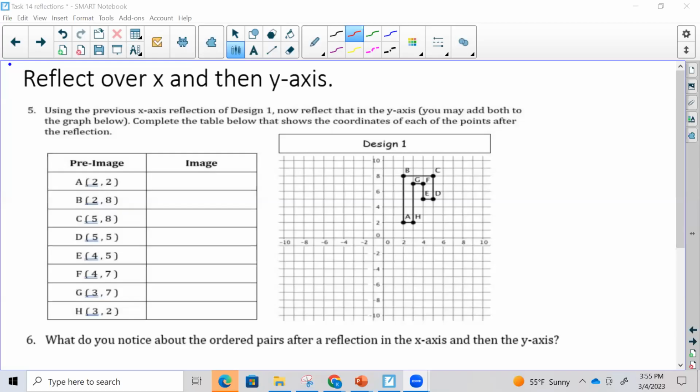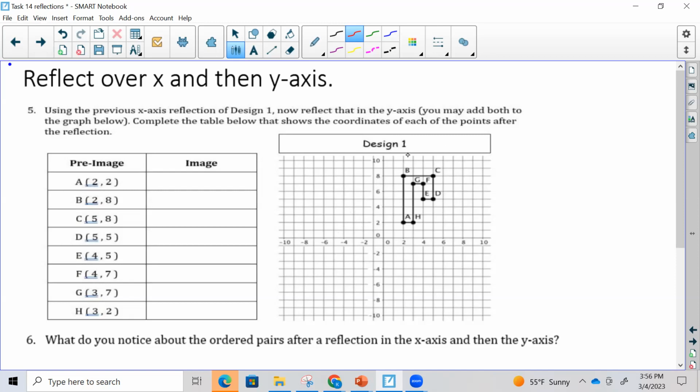So in this video, we're going to look at question 5 and 6 on task 14. We're going to, again, use the previous x-axis reflection of design 1, which you will do in question 4. And then we're going to reflect that over the y-axis. We want to add both to the graph below and complete the table below that shows the coordinates of each of the points after reflection.